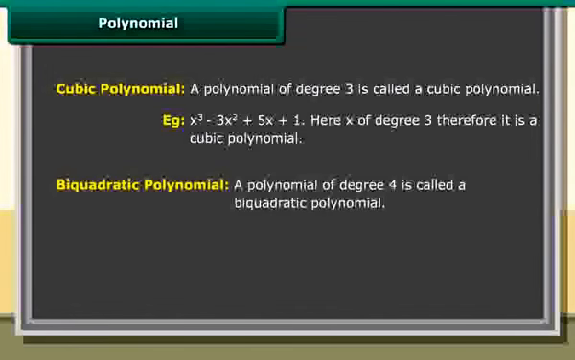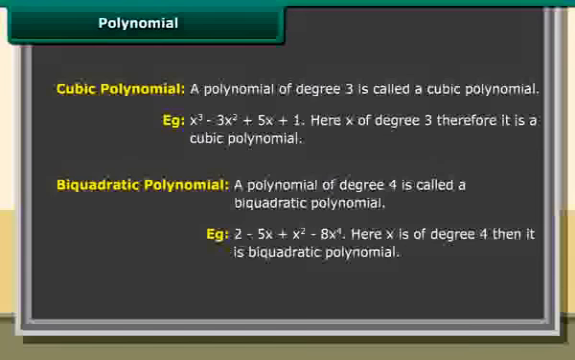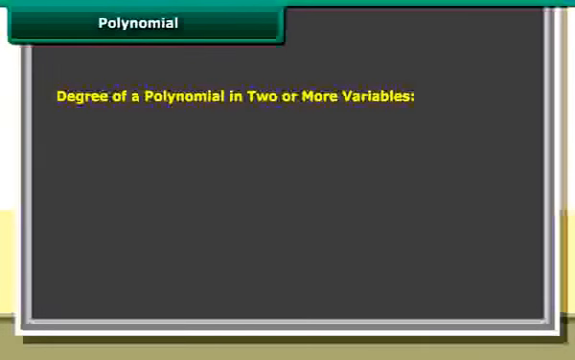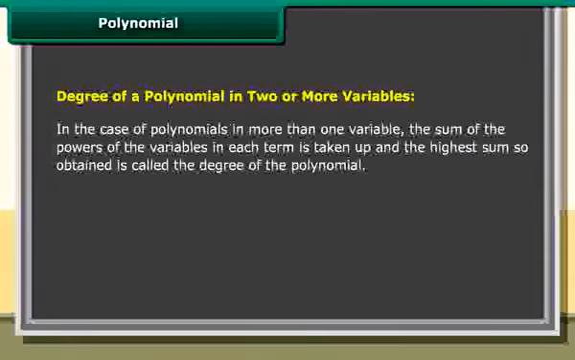Biquadratic polynomial. A polynomial of degree 4 is called a biquadratic polynomial. Example, 2 minus 5x plus x square minus 8x raised to the power 4. Here x is of degree 4, so it is a biquadratic polynomial. Degree of a polynomial in two or more variables. In the case of polynomials in more than one variable, the sum of the powers of the variables in each term is taken up, and the highest sum so obtained is called the degree of the polynomial.